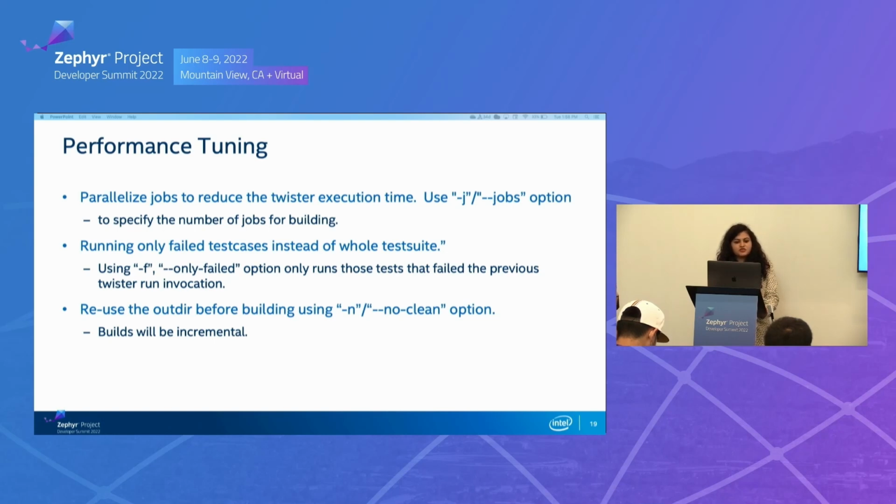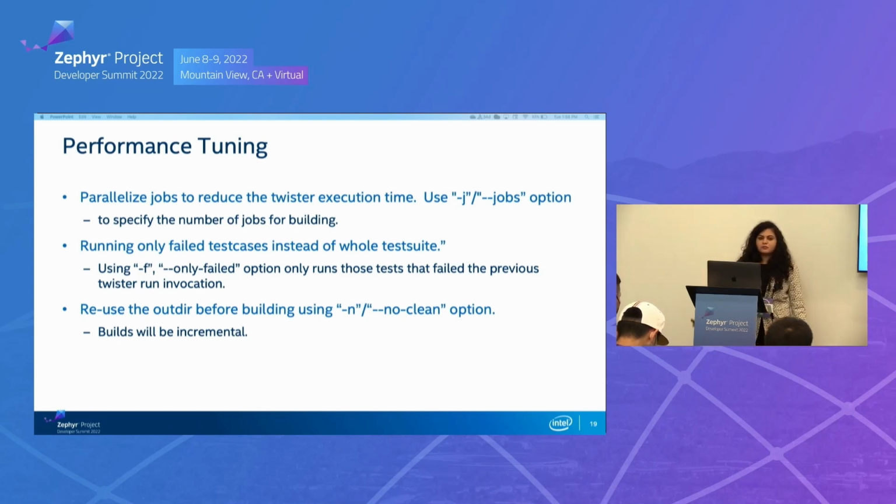And there is another option, the only failed option, which runs only those test cases which failed in the previous Twister run. So you don't need to invoke the full run. With this option, you can just execute the test cases which failed in the previous run.